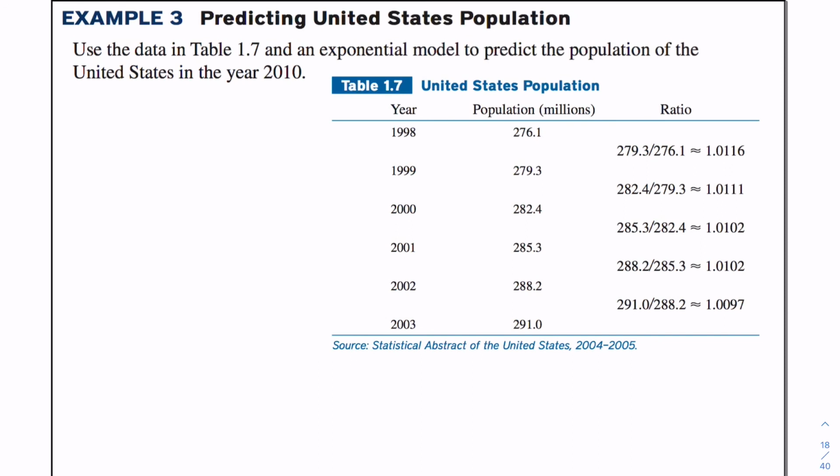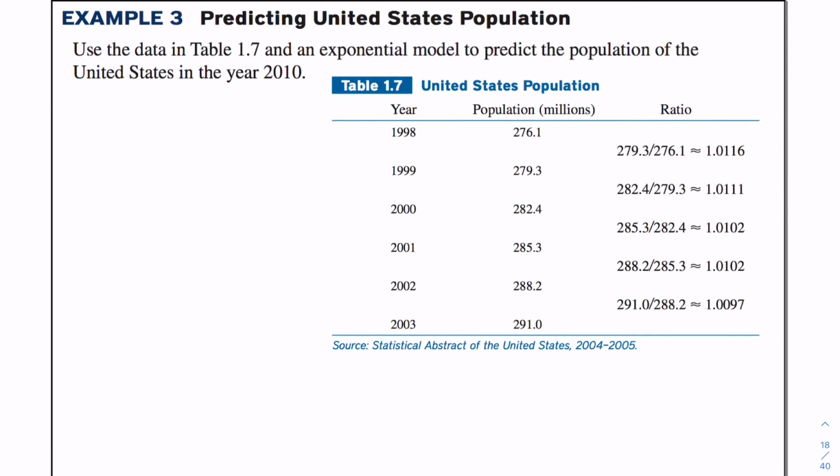So I'm going to click the stat button and click edit. And I'm going to put in 0, 1, 2, 3, 4, and 5, and that's going to represent the years starting with year 1998. Then I'm going to put in 276.1 for millions. That's how many people we had in year 0. And 279.3 for year 1, 282.4 for year 2, 285.3 for year 3. We have 288.2 and then 291.